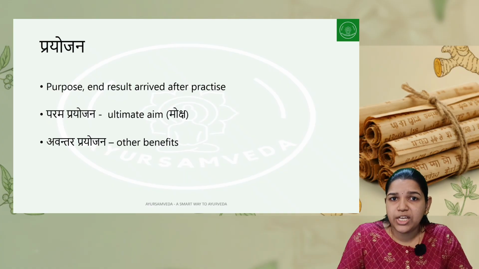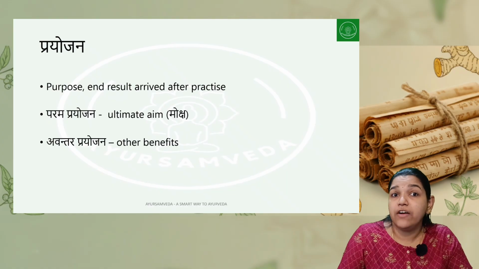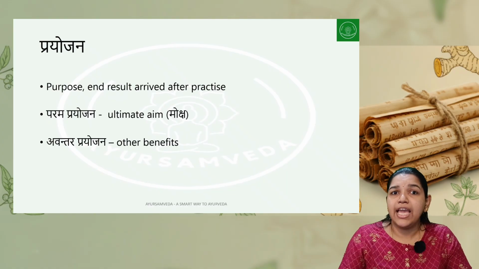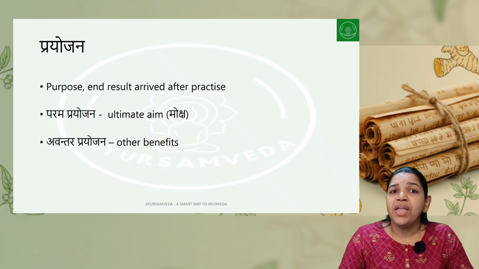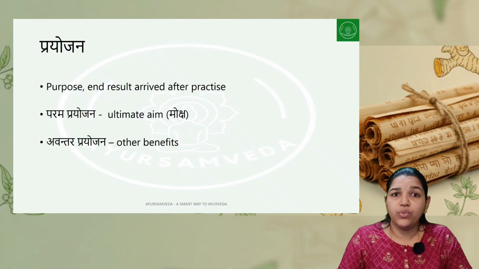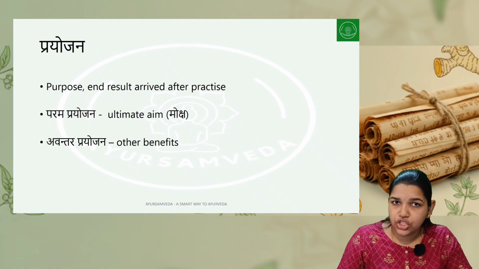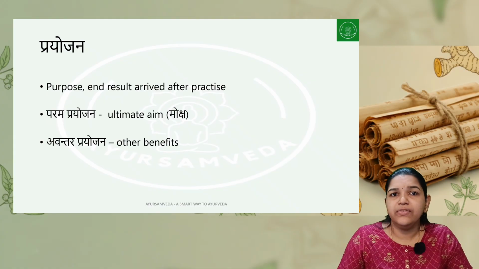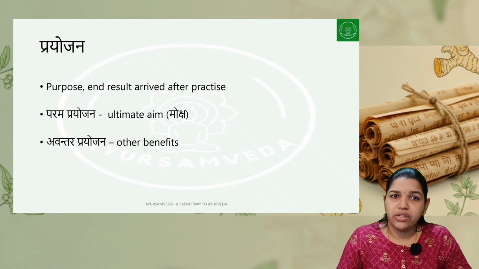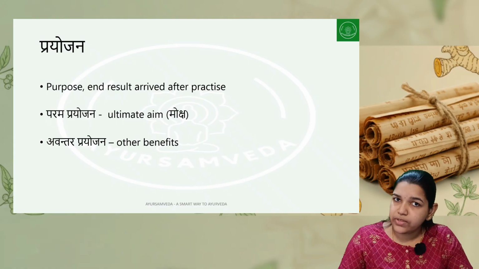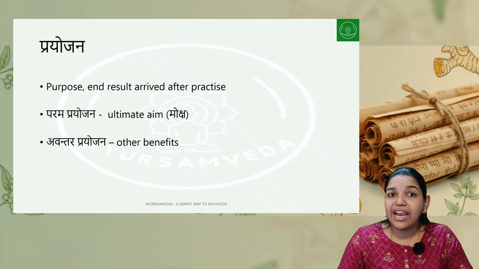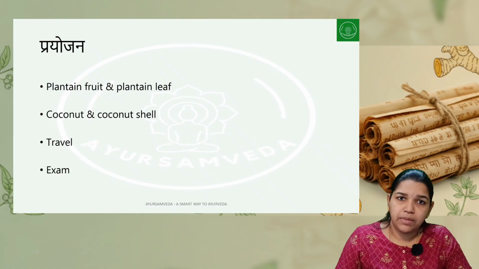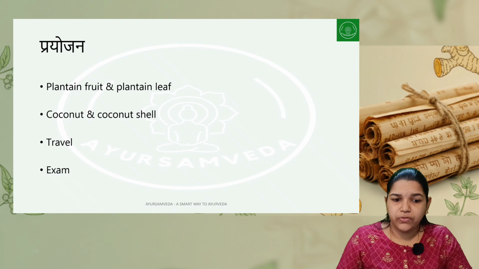So 2 types of prayojana can be considered, that is Parama Prayojana and Avantara Prayojana. The ultimate aim or the ultimate purpose what we are achieving, that is considered to be the Parama Prayojana, and the associated or the other benefits what we are getting in between, that is considered to be Avantara Prayojana. Like for example, if we consider in the Vedanta Darshana's aspects, attaining the moksha is considered to be the Parama Prayojana, and the other like Sukha what we are getting in the life, that is considered to be Avantara Prayojana.